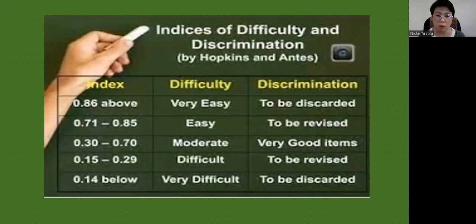And then you use the table for the index of difficulty. Adding 0.83 plus 0.33 and dividing by 2 will give you an answer of 0.4166. If you look at the index of difficulty, 0.41 falls between 0.30 and 0.70, which means that the item is moderately difficult.